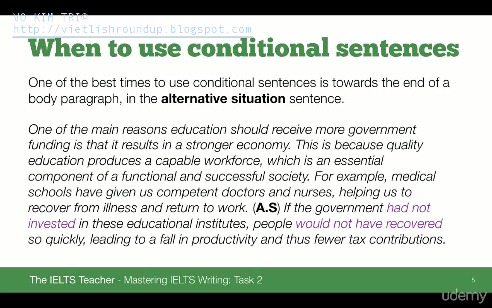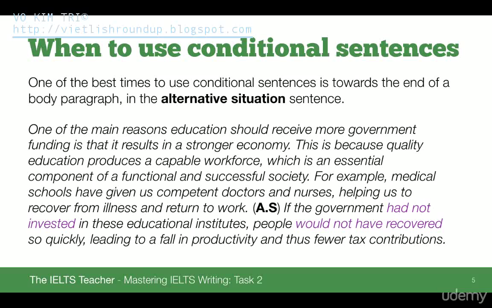Imagine we are trying to argue why the government should invest money in education. So first of all, we're going to give a reason and we're going to support that reason. One of the main reasons education should receive more government funding is that it results in a stronger economy. Let's support that idea. This is because quality education produces a capable workforce, which is an essential component of a functional and successful society. Let's give an example to further support that idea.